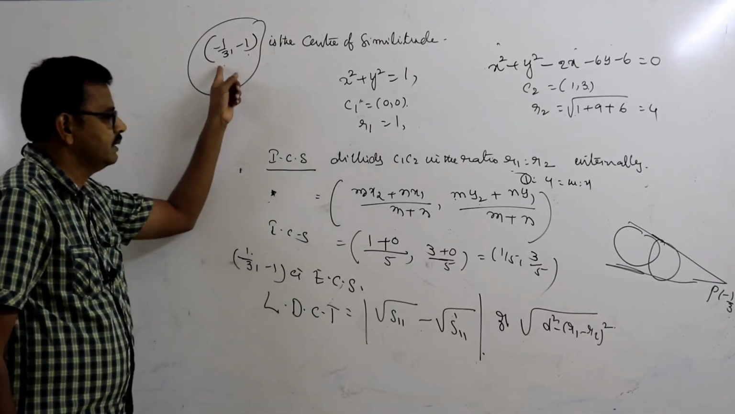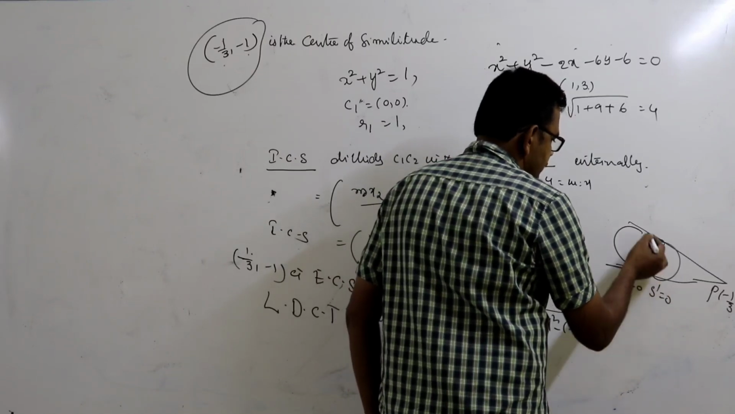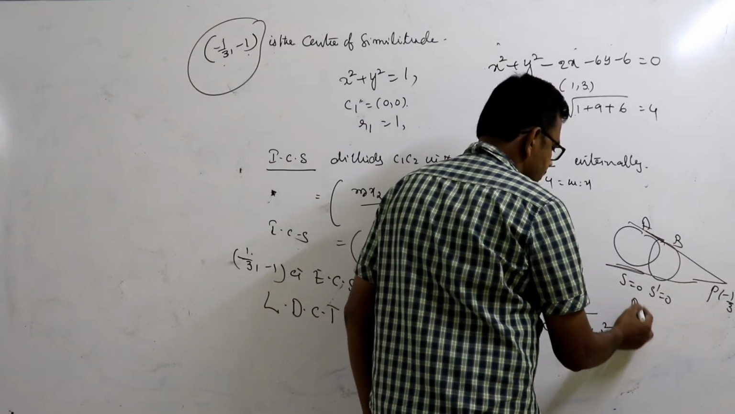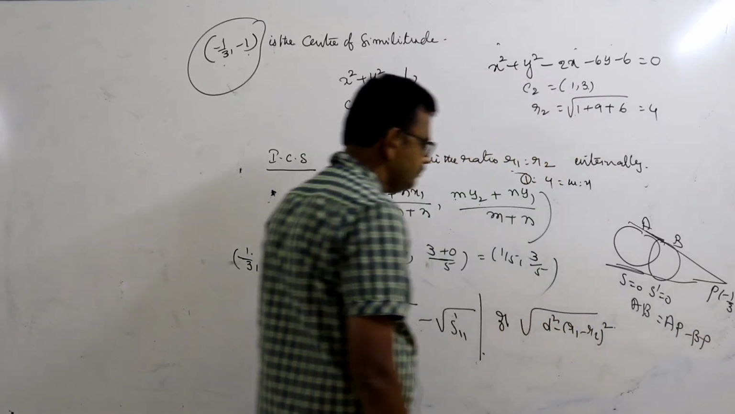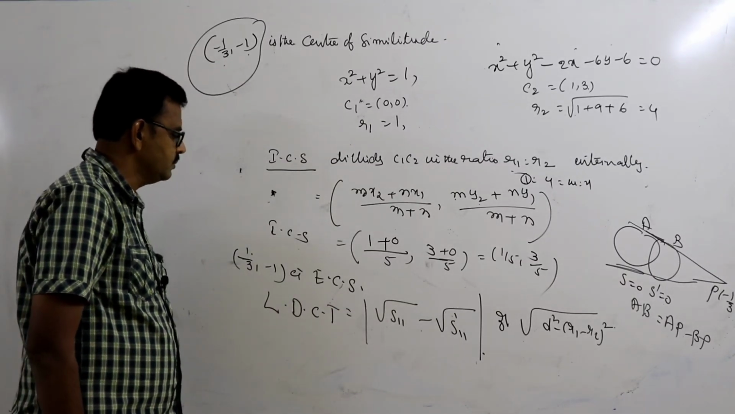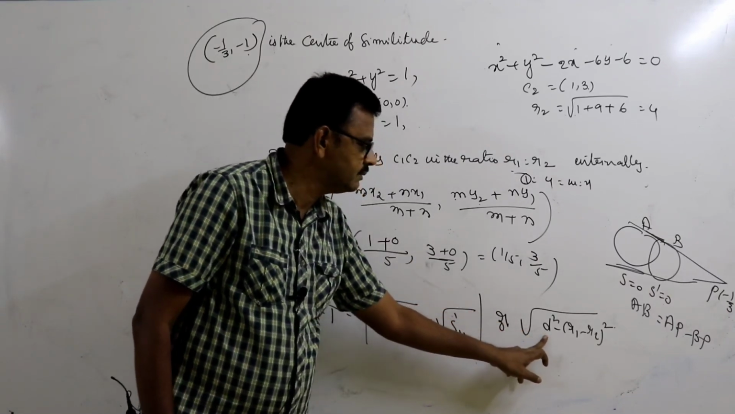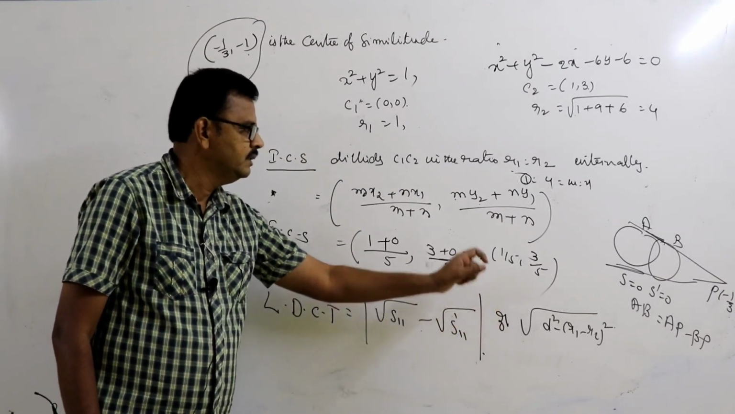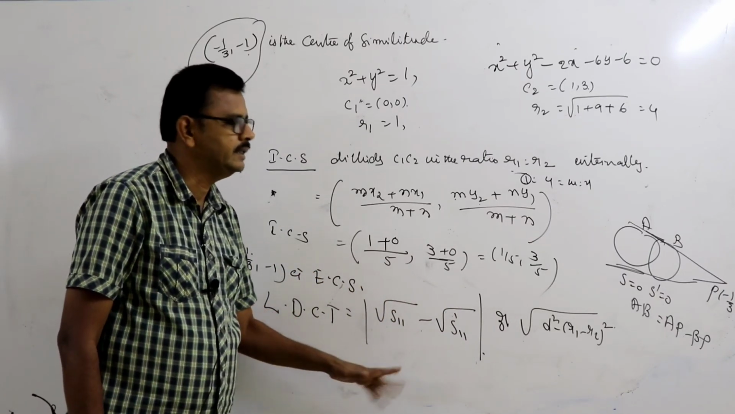If you use this one, the point is, so this is the circle S equal to 0, S dash equal to 0. This point is A, this point is B. So AB is equal to AP minus BP, that is root S11 minus root of S dash 11. Without using the point, simply you find the root of d square minus R1 minus R2 whole square, where d is the distance between their centers. So you get the length of common tangent.